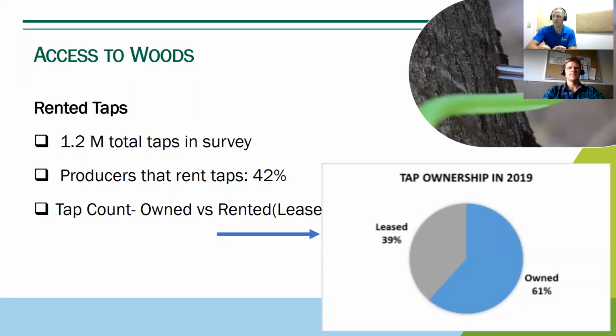And then looking at the numbers a little bit differently, if we look at the tap count itself, of the 1.2 million taps, we see that roughly 39% are rented or leased compared to 61% that are owned. I'd say it's a good indication that renting and leasing access to woods is alive and well. Not quite half, but definitely not an insignificant portion of the taps that are active in the United States right now.